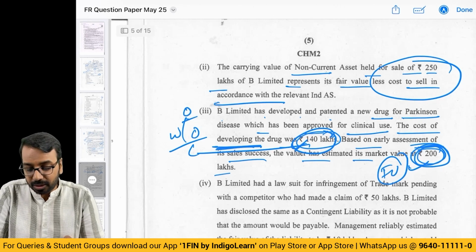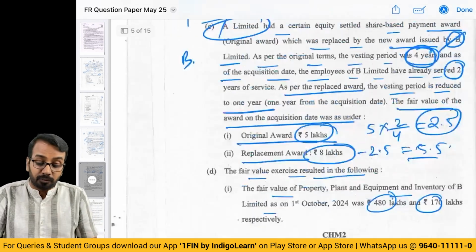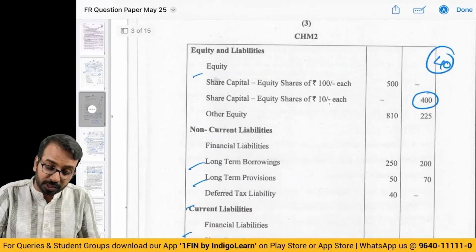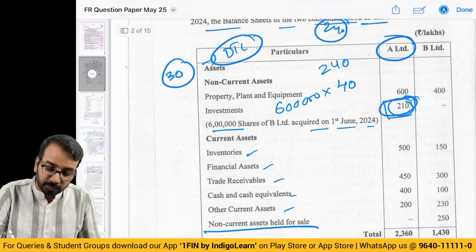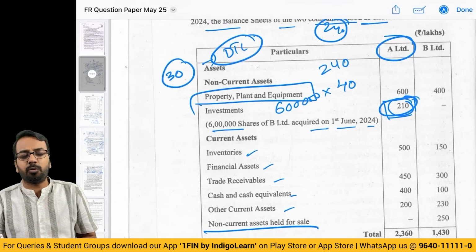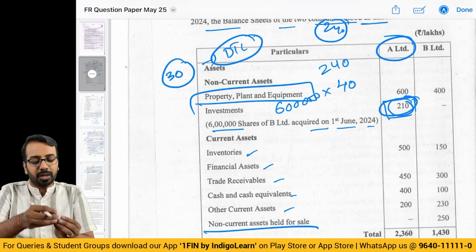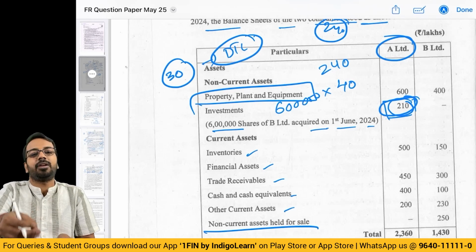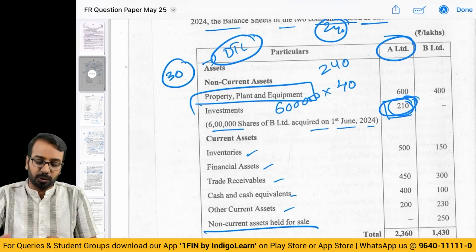Sir, can we consider this 140 to be the tax base? We could have, but here we don't have anything which says that there is an intangible asset. It only talks about property, plant and equipment. So because we don't have information, we will consider 200 increase in fair value and tax base of 0.